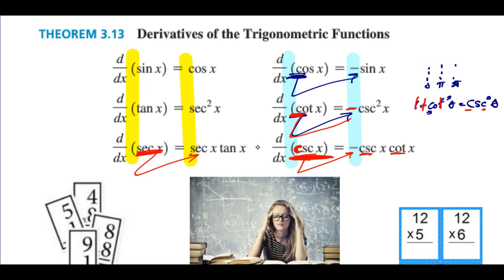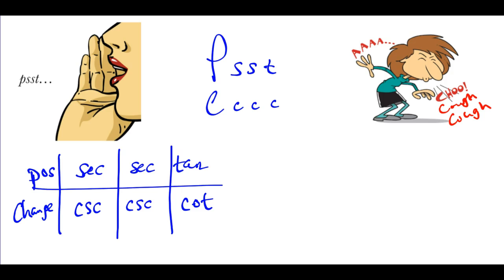So look for some patterns, and whatever makes sense to you, use it to memorize these things. One pattern that I absolutely love: this stands for secant, and the derivative of secant is these two. Secant's tangents. Isn't that nice? So the derivative of secant is secant tangent.